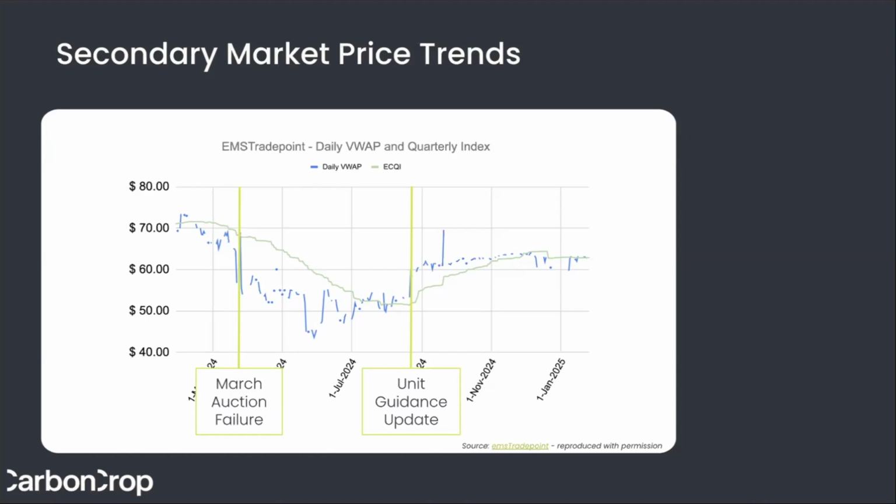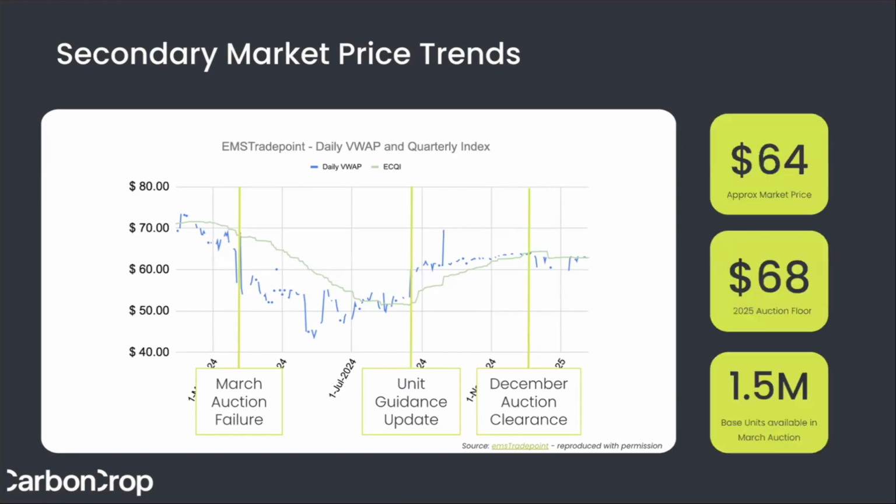As a result, or related, in December, the final auction of last year did clear, not fully, but partially, which was a welcome change from previous in the year. That was at $64. And if we look at the price today, it's around about $63 to $64.